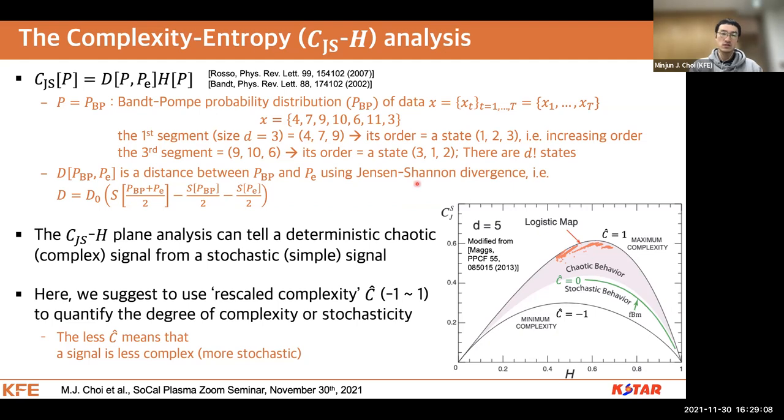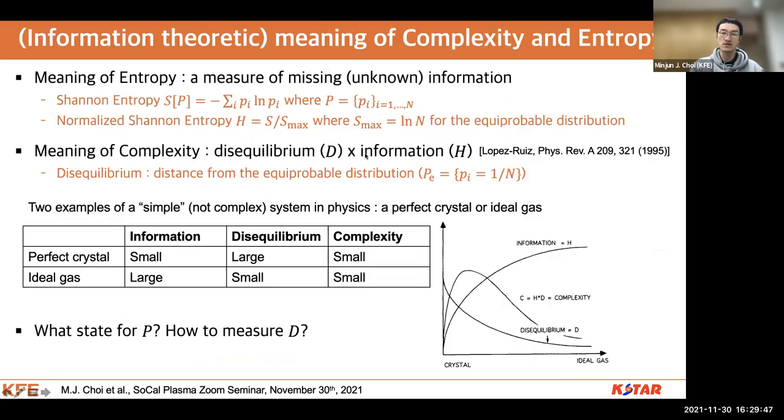They used this Jensen-Shannon divergence to measure distance between probability distributions. So they measure distance between a BP probability distribution of given data and the equiprobable distribution. So they think that this distance can provide you the disequilibrium, and the complexity is defined by this simple equation.